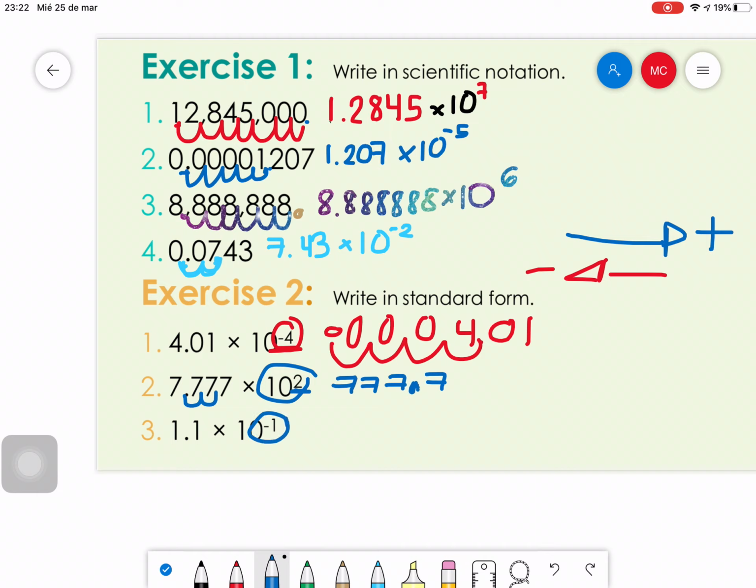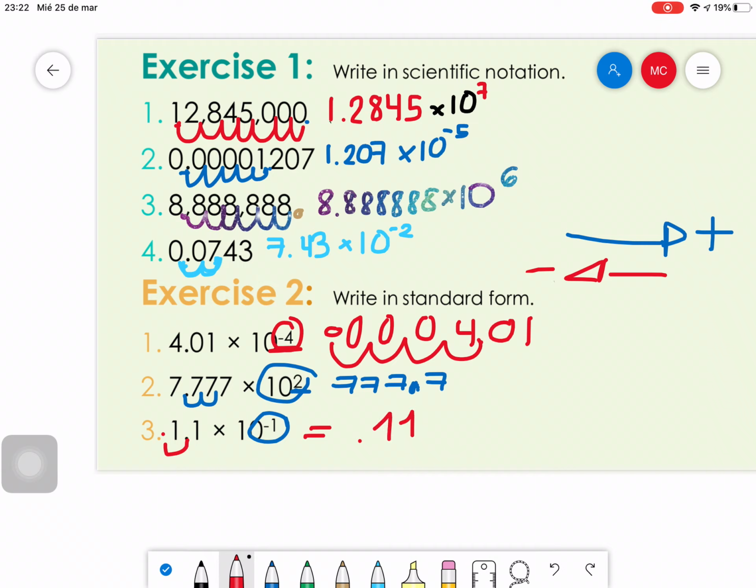Negative exponent, I move to the left. How many spaces? Just 1. So if the point was here and I need to move to the left, it will be here. So my standard form would be 0.1 and 1.